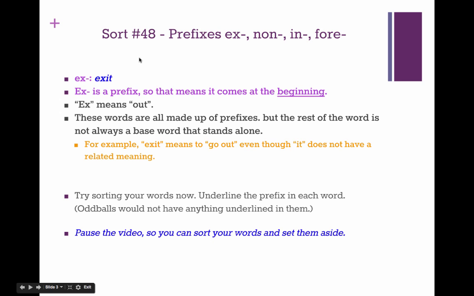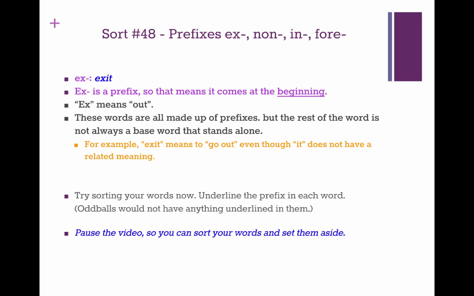Alright, the first prefix we're going to look at is X as in exit. X is a prefix, so that means it comes at the beginning. X means out. These words are all made up of prefixes, but the rest of the word is not always a base word that stands alone. Okay, so it's a little different than in the past. All these words are related, but if you take off your prefix, it wouldn't necessarily have a base word. That's a really advanced way to use prefixes, so pay attention really closely with this.